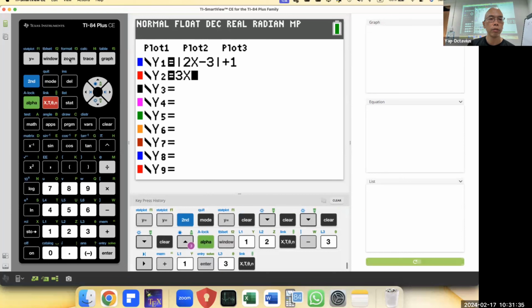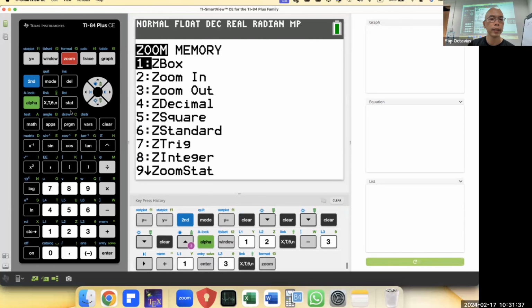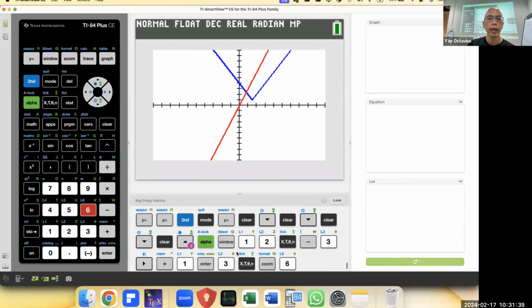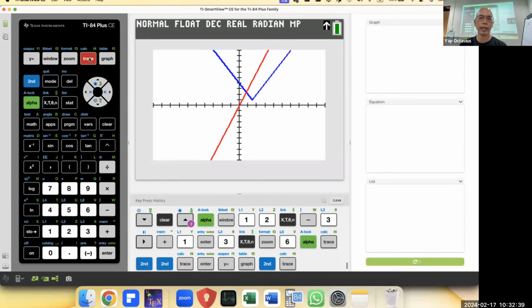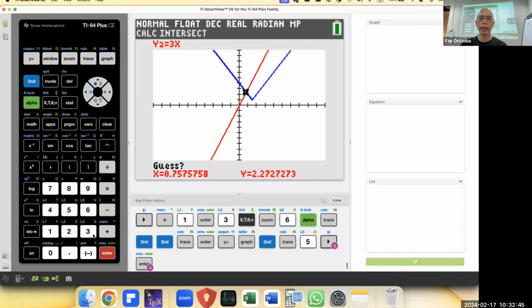So go zoom 6. You should get something like this. Second trace, go for intersection. First curve, enter, second curve, enter. We got 0.8 and 2.4.